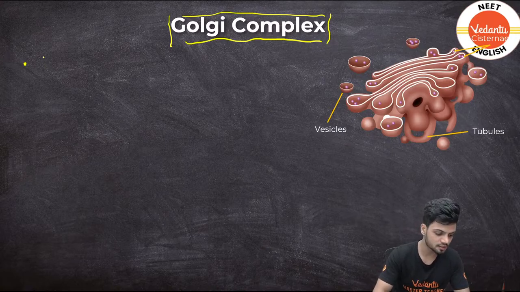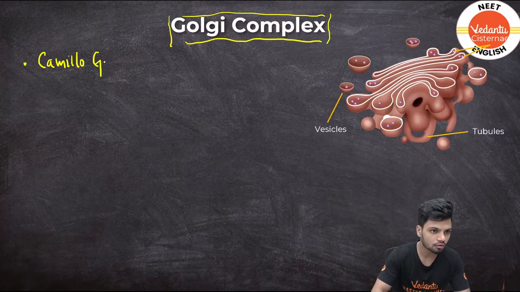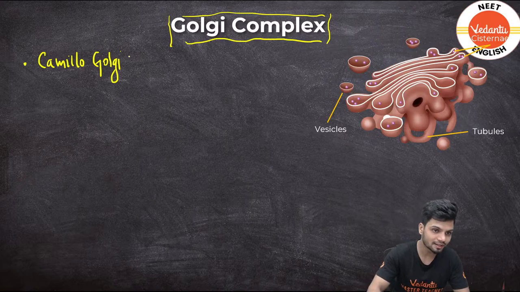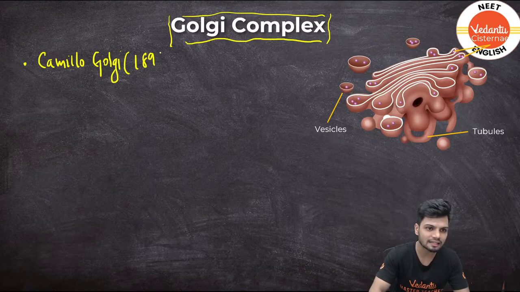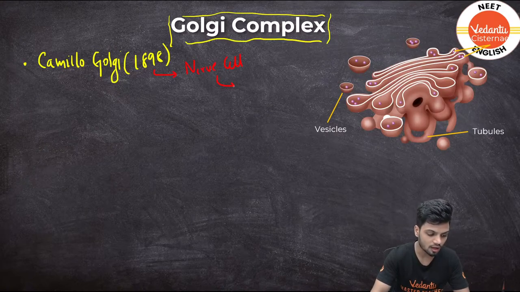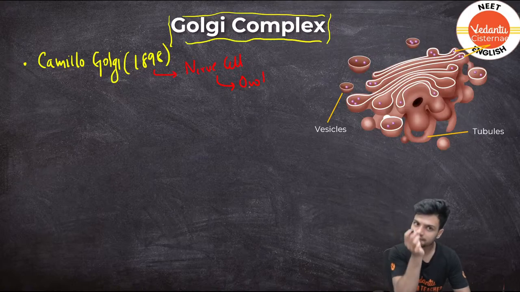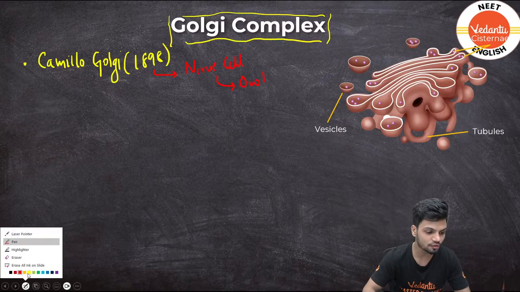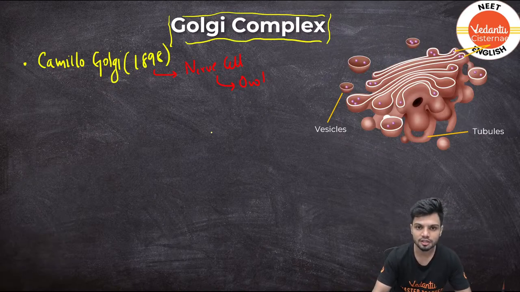Golgi complex was first discovered by none other than a scientist called Camillo Golgi in the year 1898. Now, extra information here, I'll write in red. He actually isolated the Golgi body from a nerve cell of the owl. Clear? From the nerve cell of the owl, he isolated the Golgi complex.